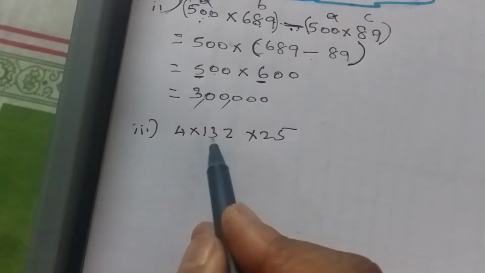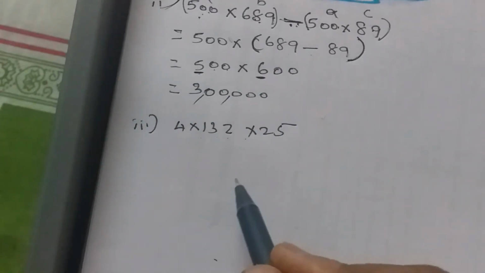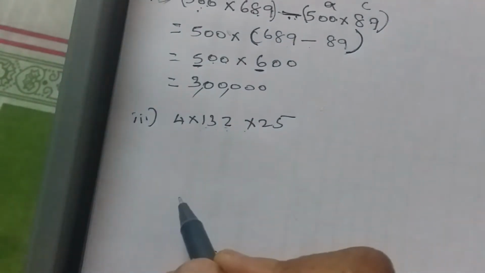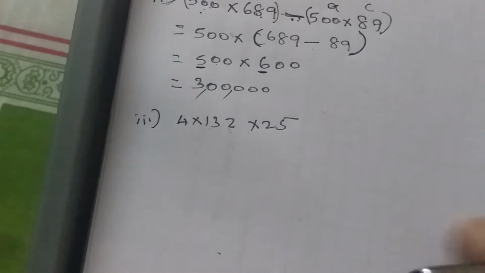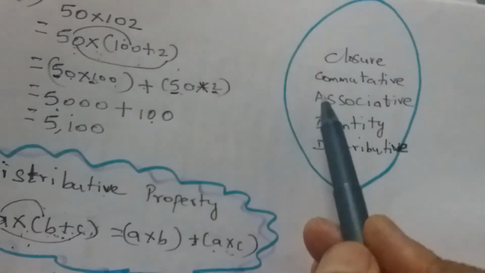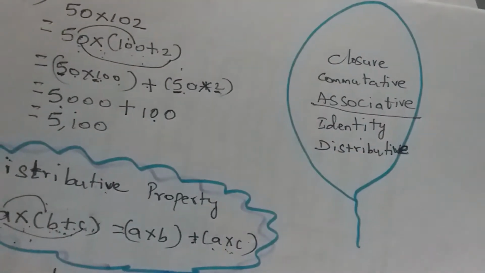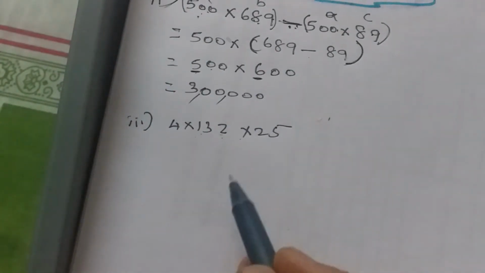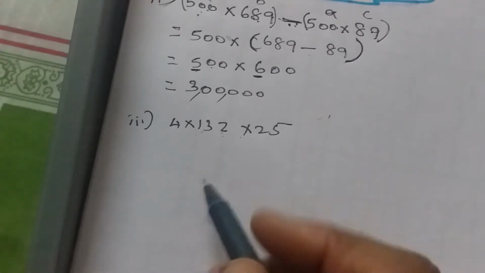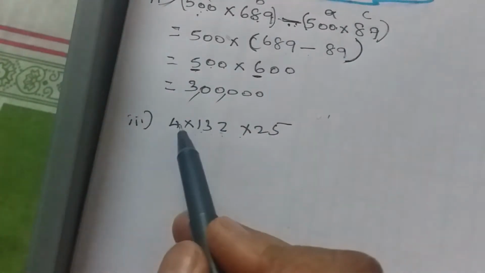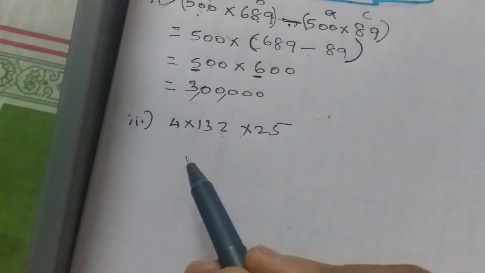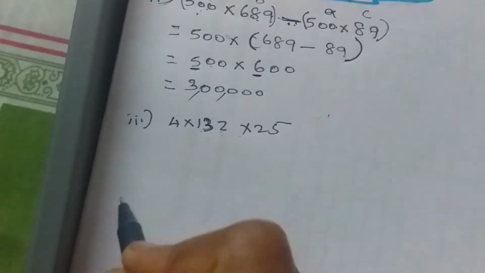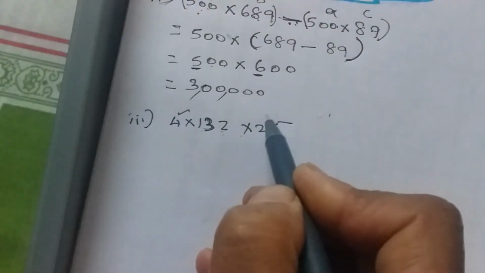4 into 132 into 25. What property can we use here? It is multiplication of three numbers. Whenever you have multiplication of three numbers, it is the third property called associative property. However you change the numbers and multiply, the answer will not change. So we should think which two numbers to combine, so as to make the multiplication easy. Just think, see, 4 into 25.